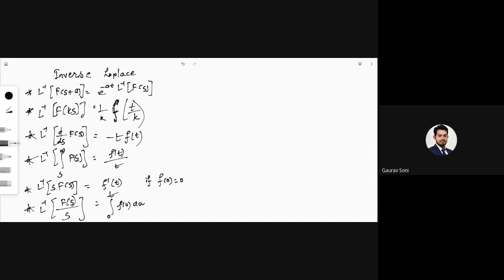Example. Find the inverse Laplace transform of, first one, 2s upon s square minus 4 whole square.